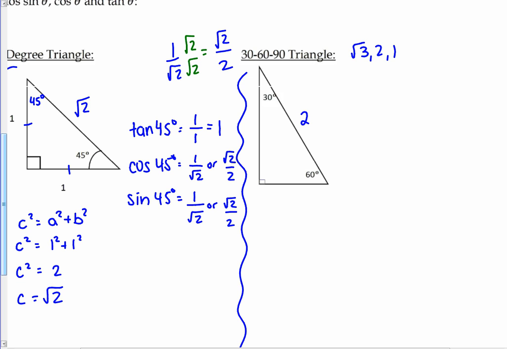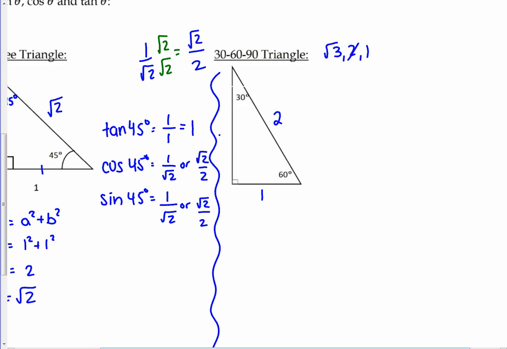Opposite the smallest angle is the smallest side. So where's 1 going to go? The bottom. Good. And then root 3. Okay. So this is the 30, 60, 90 triangle. We probably use this triangle the most. So root 3, 2, 1, as you can see.